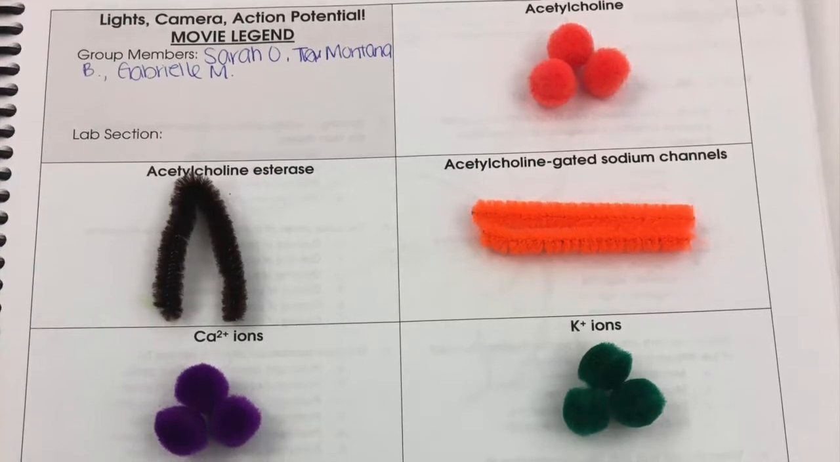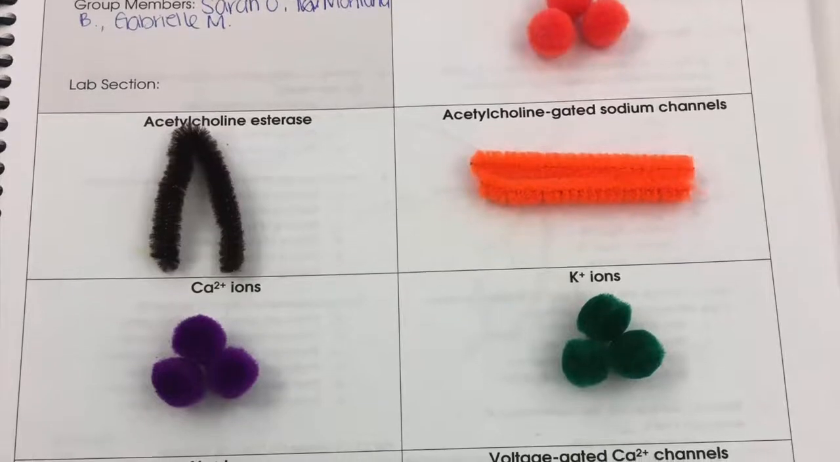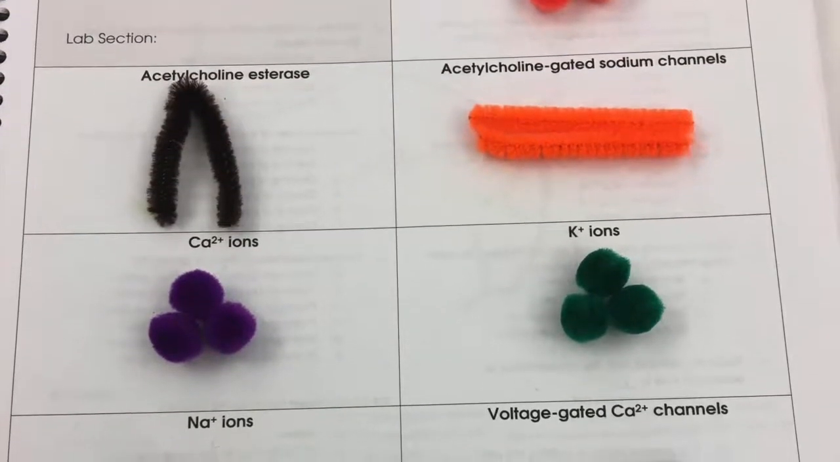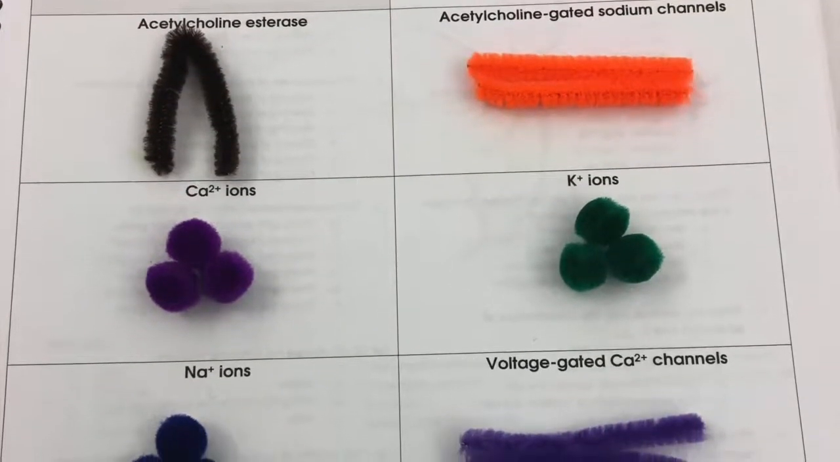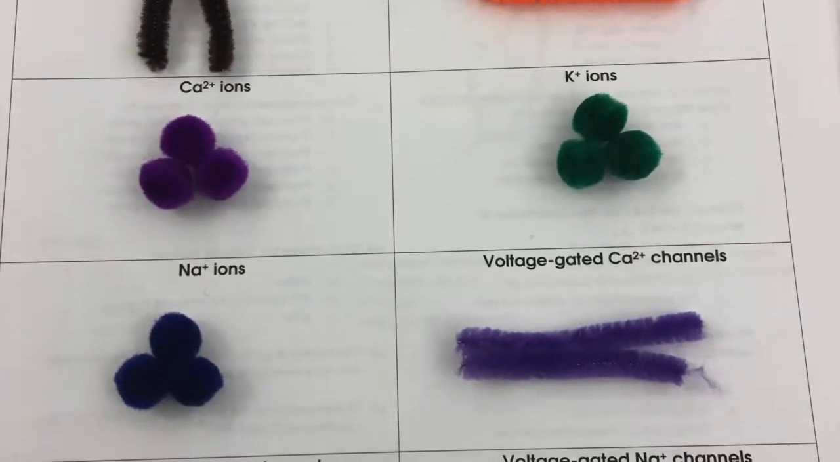In this representation, the orange pom-poms represent acetylcholine. The brown pipe cleaners represent acetylcholine esterase. The orange pipe cleaners represent acetylcholine-gated sodium channels. The calcium ions are purple pom-poms.